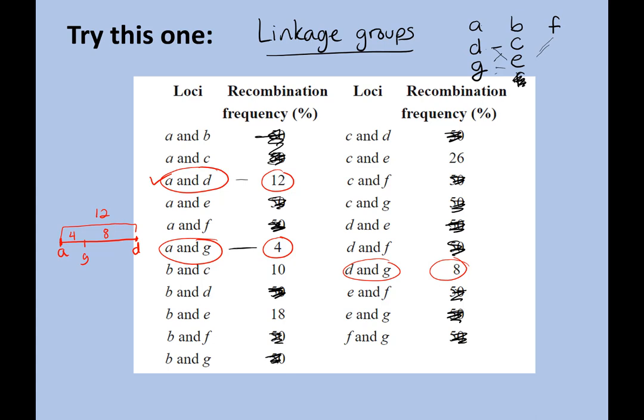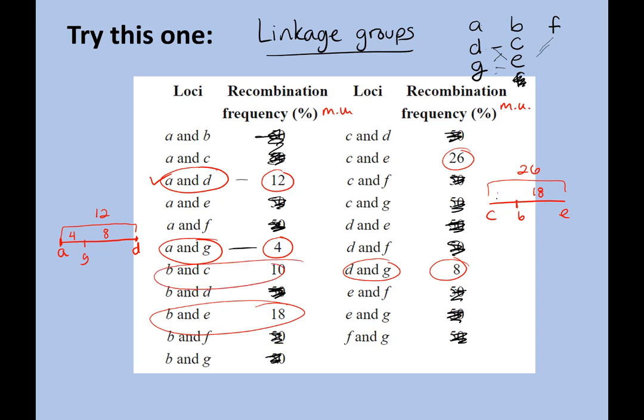And now I'm going to look at B, C, and E. Okay. So let's start with the biggest one. C and E are 26 map units apart. Right? I gave you recombination frequency, but you know it's the same as map units. Okay, where's my next? Okay. B and E are 18. So I'm going to say this is 18, and this is B, and I double check. Uh-oh, B and C are 10. Well, 10 plus 18, as far as I can remember, does not equal 26.